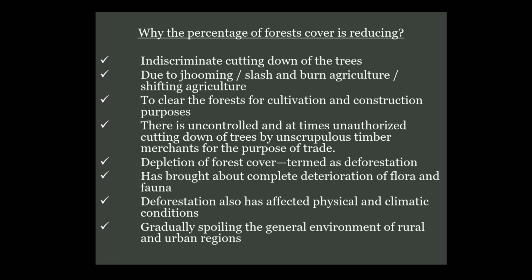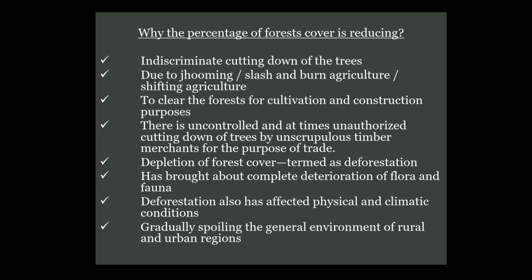Why is the percentage of forest cover reducing? As we saw, only 12% to 14% remains. What are the consequences of this? Why is it continuously reducing? It is because of indiscriminate cutting down of trees due to jhuming, which is also known as slash and burn agriculture, and also known as shifting agriculture.